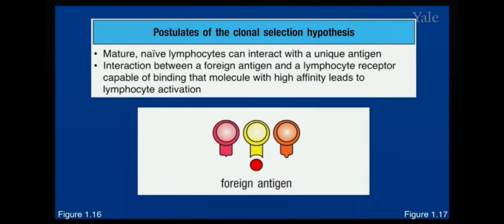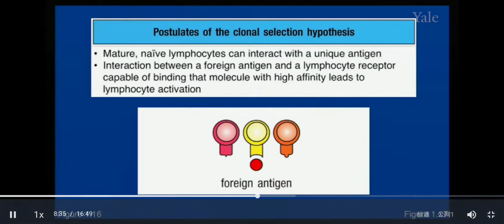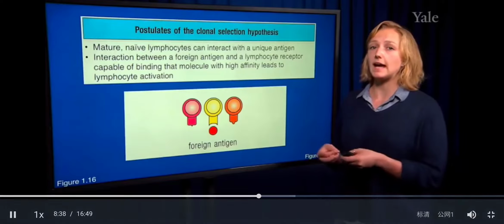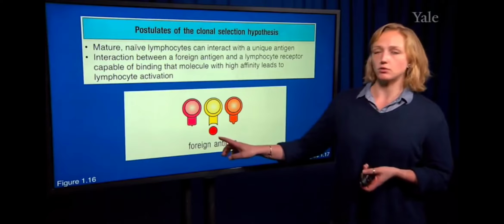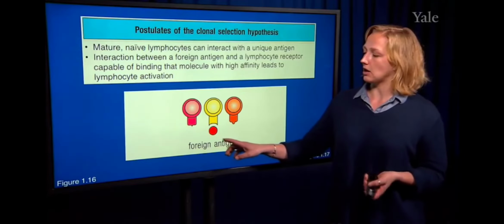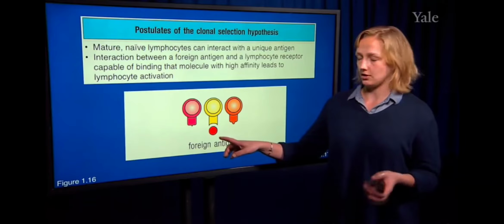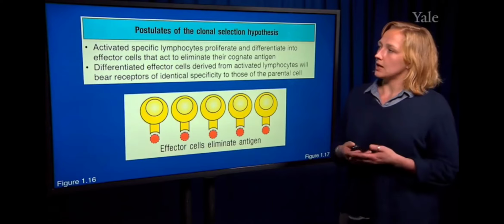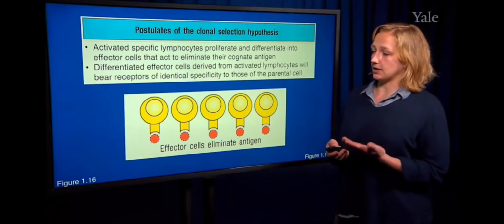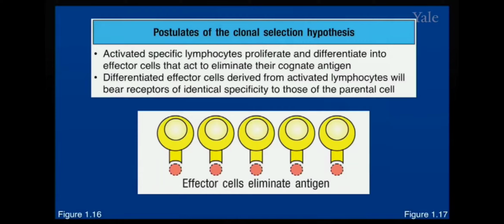So an interaction between a foreign antigen and a cell that holds a receptor for which it's specific activates just that lymphocyte. In this example, only the central lymphocyte would be activated because this foreign antigen, which is a circle, cannot interact with either of these 2 receptors. These activated specific lymphocytes, here depicted in yellow, will then proliferate and differentiate into what are called effector cells. And these effector cells act to eliminate their cognate antigen.